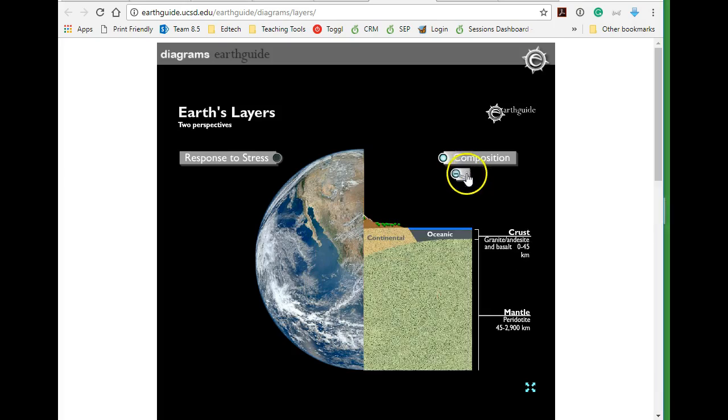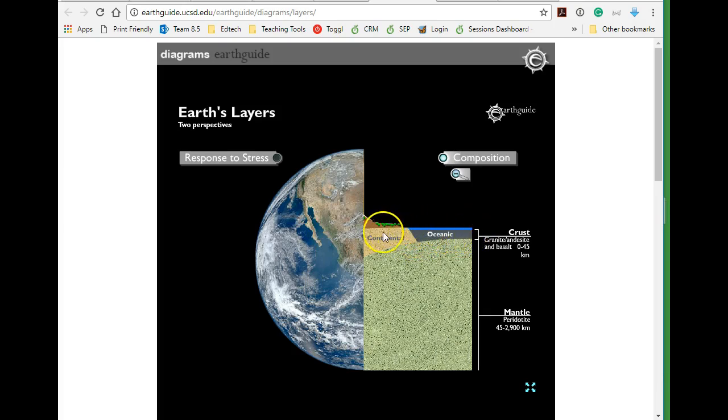We can look at it a little closer by clicking right here, and we can see one other piece of information, and that's that our crust is made of two parts, the continental crust and the oceanic crust. You'll notice that the oceanic crust has blue on top. That's because this is the part of Earth's crust that's under the oceans. It's the thinnest part of the crust.